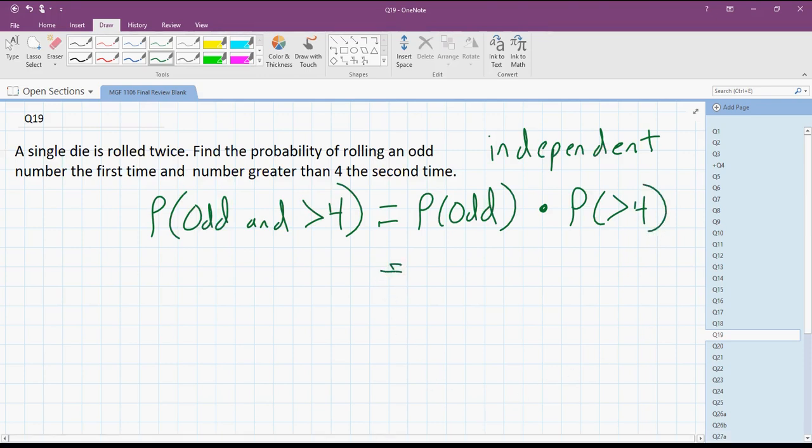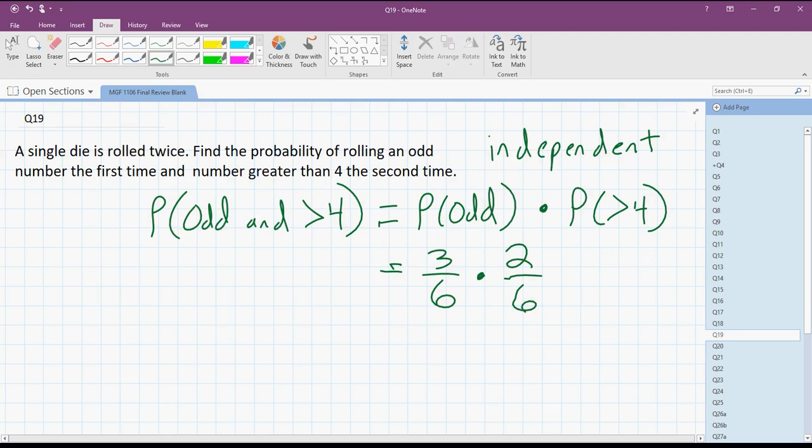So, on a single die, how many numbers are odd? 3. Out of how many possible outcomes? Good. Times, how many numbers are greater than 4? 2. That's 5 and 6. So there are 2 outcomes out of how many? So there's your 2 probabilities. You go to your calculator, you multiply this stuff out, and it will kick out the answer for you.